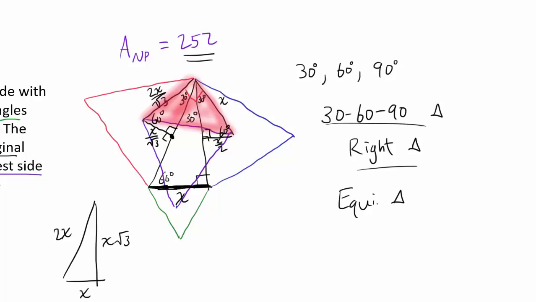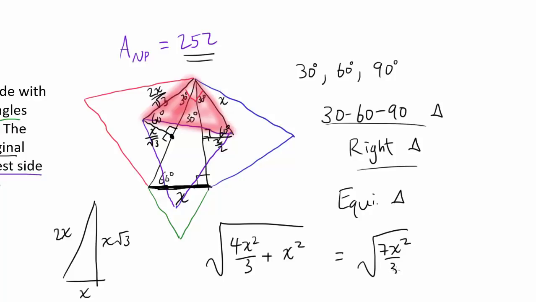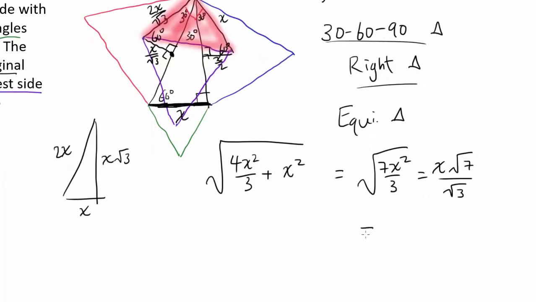So the side of outer Napoleon triangle is going to be square root of (2x over square root of 3) squared, or 4x squared over 3, plus x squared, which is square root of 7x squared over 3, or square root of x squared is simply x, and we have square root of 7 and square root of 3, multiplying by square root of 3 to top and bottom, gets us x times square root of 21 over 3. So we know this is the side length of the outer Napoleon triangle.